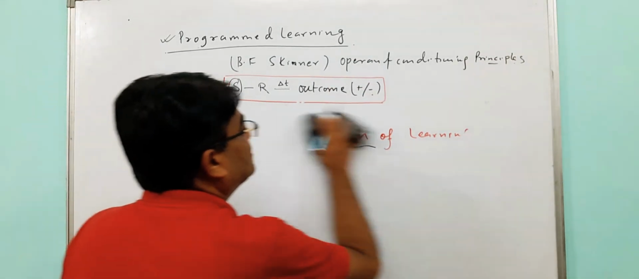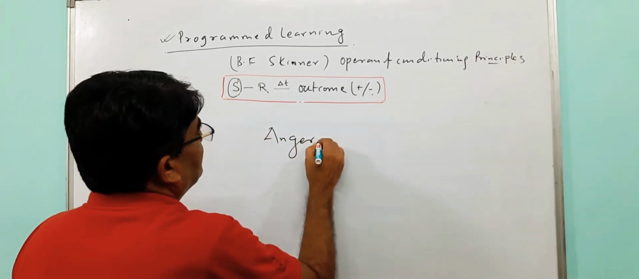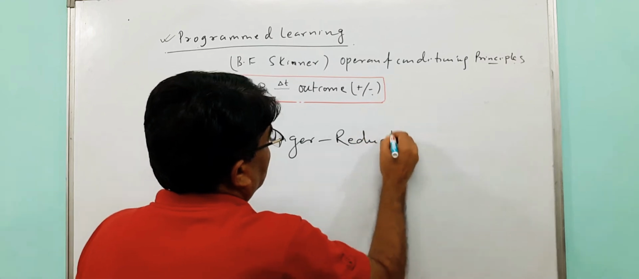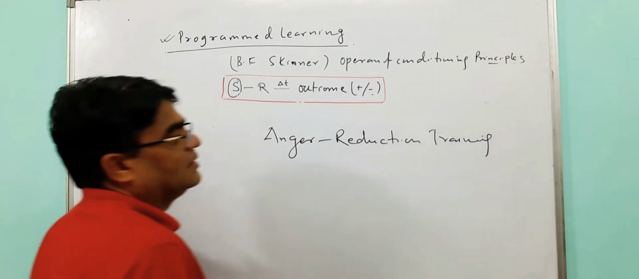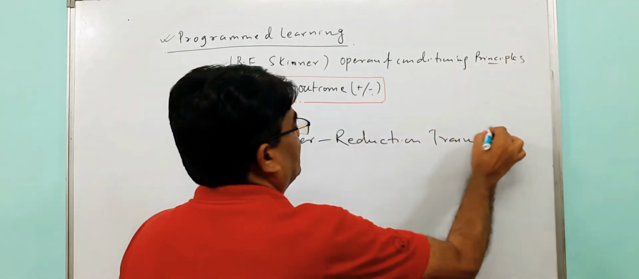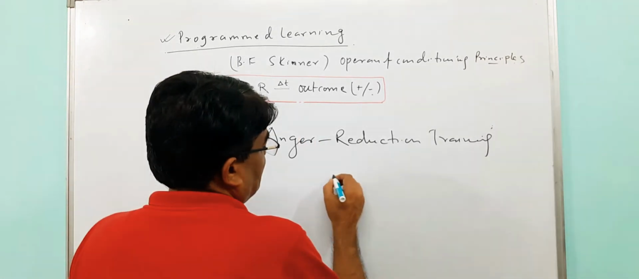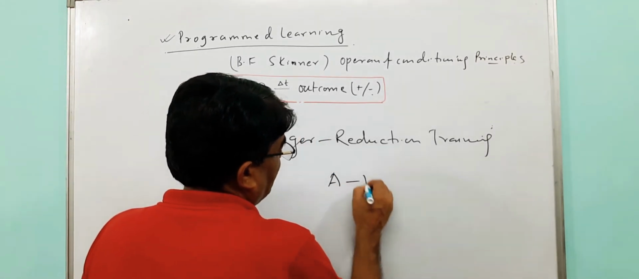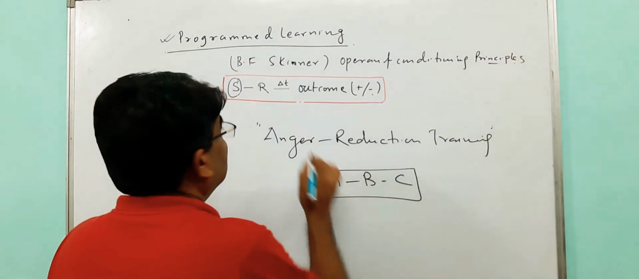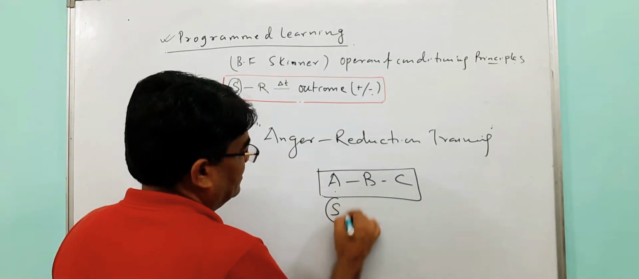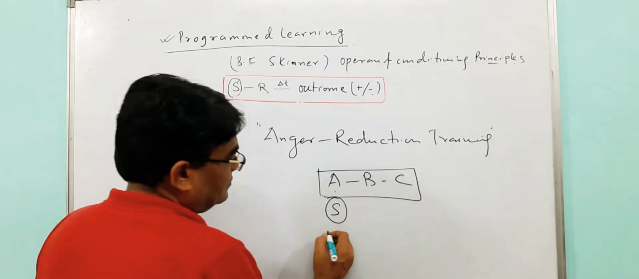Now suppose you have some individuals, and you want to develop anger reduction training. So you will use these principles. What will be the procedure? First of all, A, B and C. Antecedents, this one. What is the S factor? A for the ABC model. S for what is the trigger? Trigger.